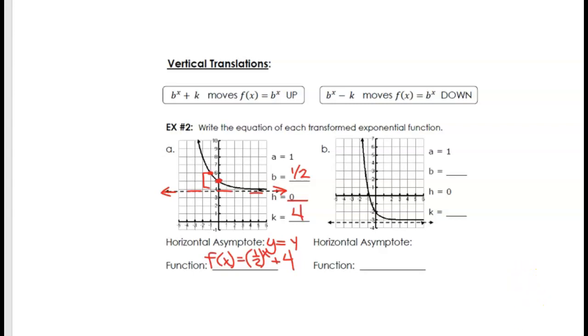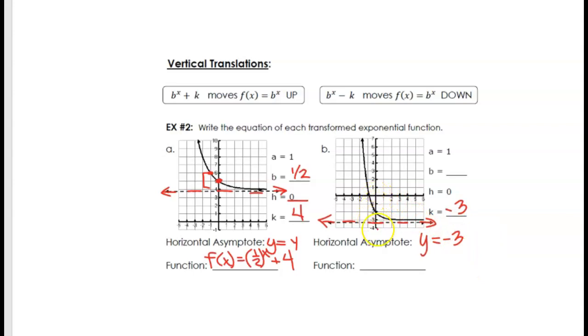Okay, so how about some new volunteers now that you've seen it done? I need the horizontal asymptote from a new person, please. Raise your hand if you can give me that. Yes, sir. Y equals -3. Okay, raise your hand if you can give me the k value here. Yes, ma'am. K is -3. I agree.